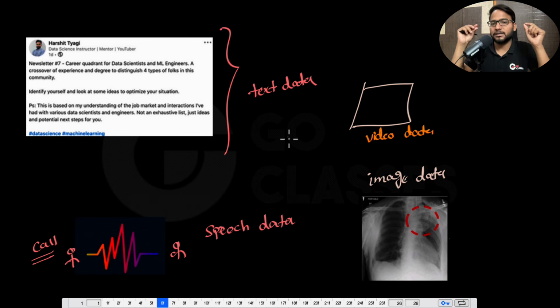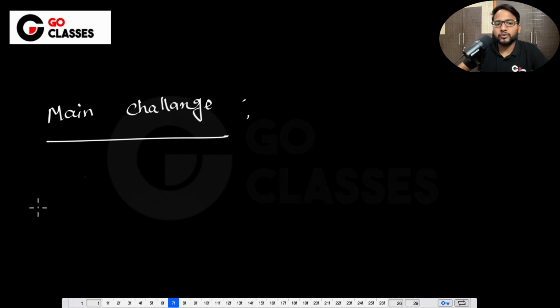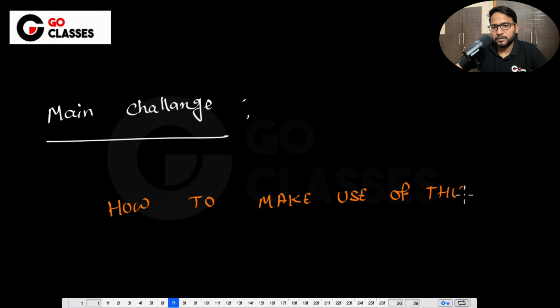Can you understand the intensity of the problem? We want to make use of this data. So let me write here the main challenge that we are facing. We have the raw data, but what is the challenge here? The challenge is how to make use of this raw data. So this is our biggest challenge, right?